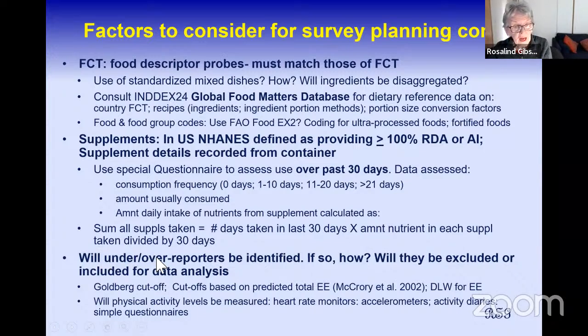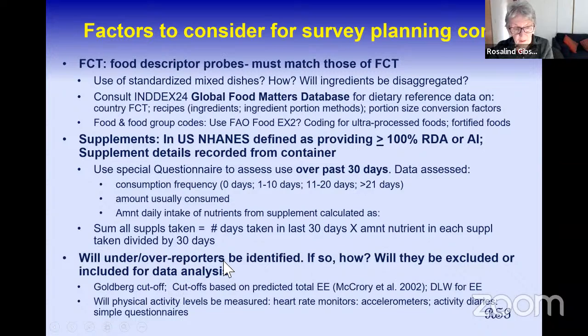Then finally, will under or over reporters be identified? What method are you going to use? And will the under reporters or over reporters be included or excluded in your final data analysis? That's a decision that you will have to make. The most common method for assessing underreporting is the Goldberg cutoff point that many of you are familiar with, but this requires that you do have data on height and weight of each individual in your survey.